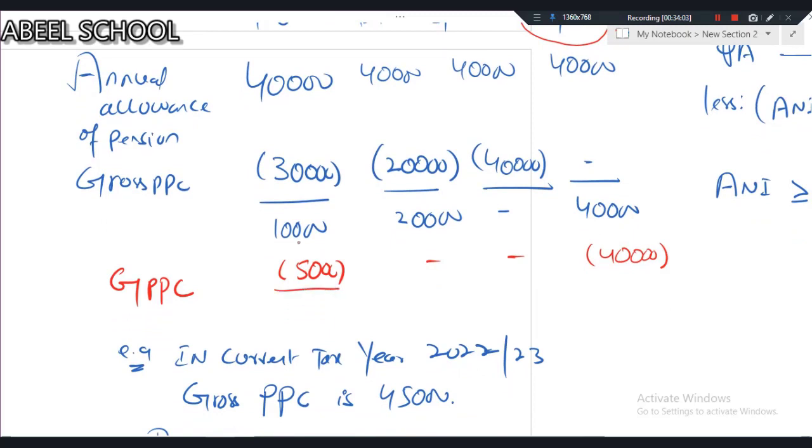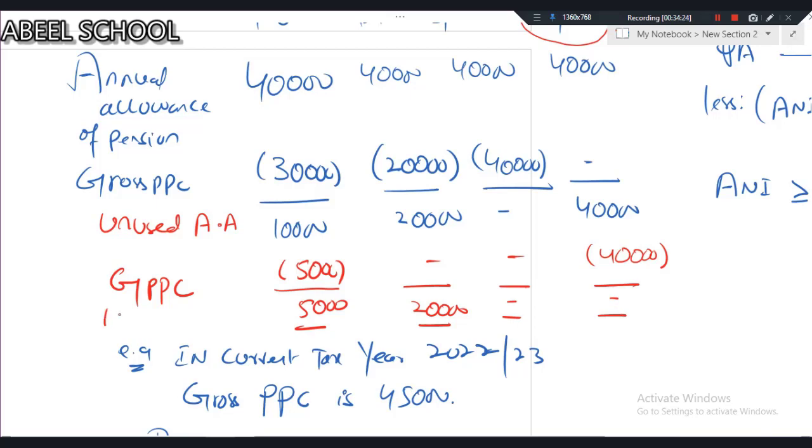Now listen carefully. Out of this, this is the unused annual allowance. We have 5,000 over here. We still have unused 20,000 over here. No more unused limits. Now listen. These are the unused annual allowance limits, but this is not the final answer.